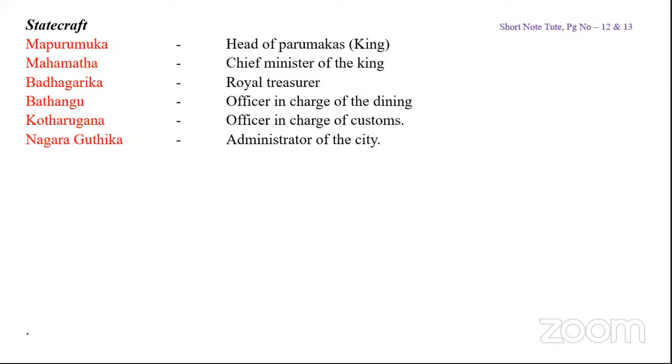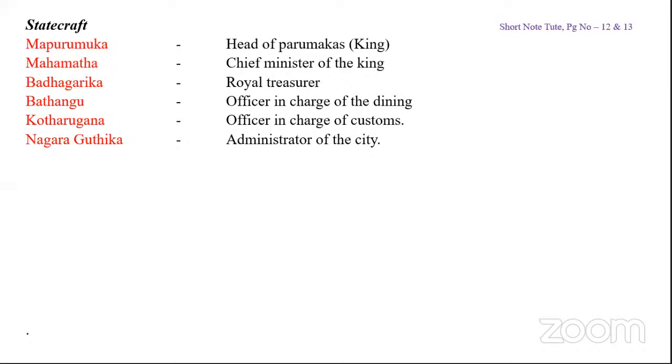Chief minister was known as what? Mahamatha. Royal treasurer was known as what? Bhandagarika. So that is the royal treasurer. Officer in charge of the dining, Bhathangu. He was not the chief cook in the king's palace. He was just the person who tastes all the food items prepared for the king and checks the suitability of the food for the king.